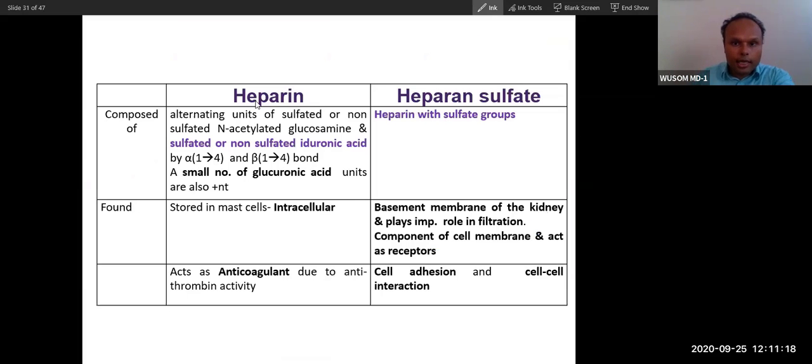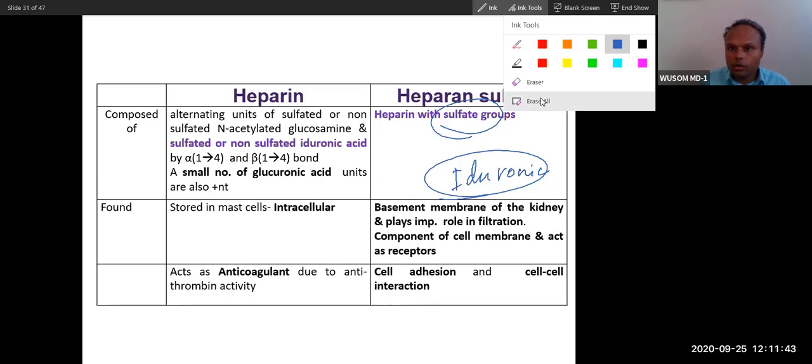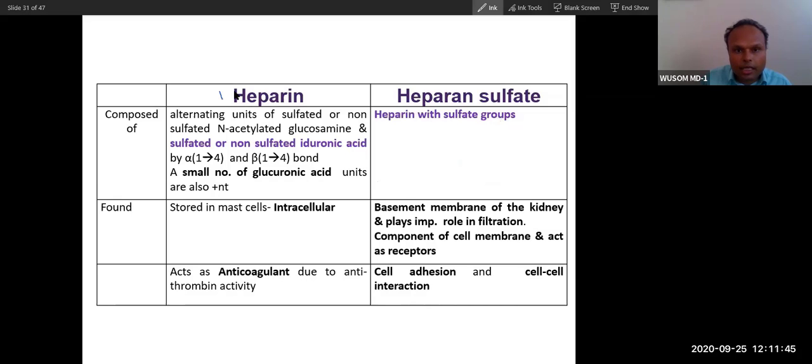So you can see here heparan sulfate. Heparin and heparan sulfate are almost equal, but heparan sulfate has more sulfate and more iduronic acid. Actually, both have iduronic acid, so there is not that much difference. Just remember, it is very similar to heparin and heparan sulfate.